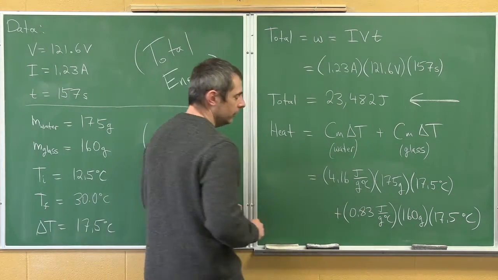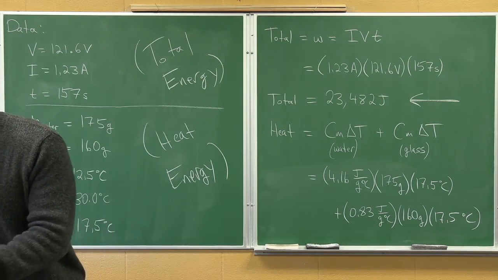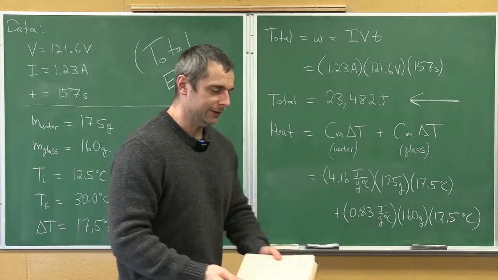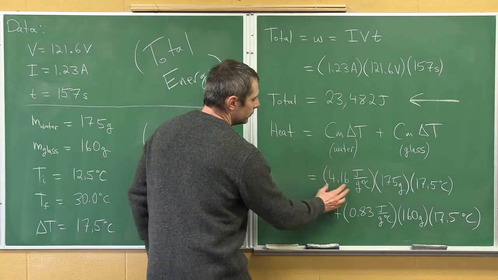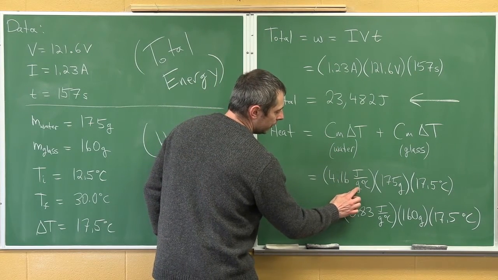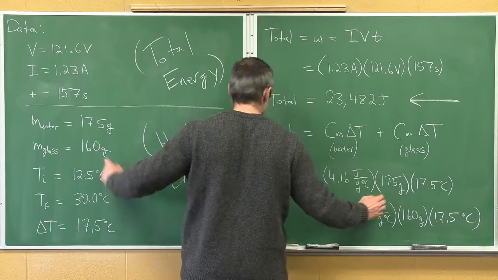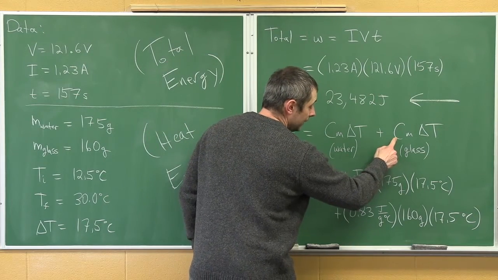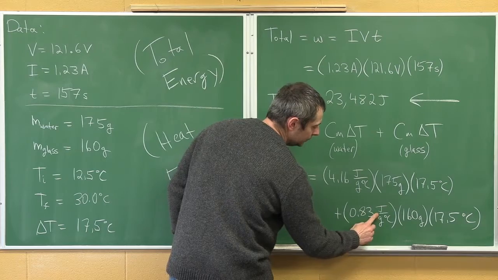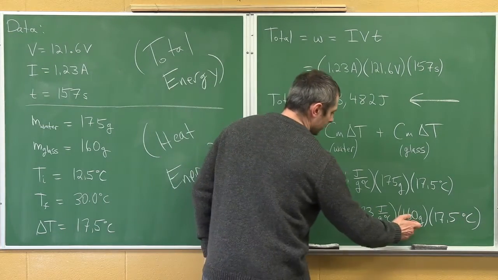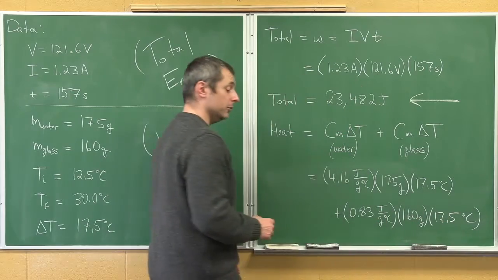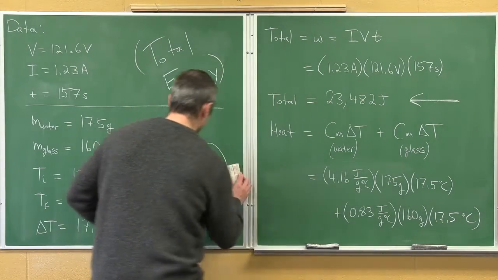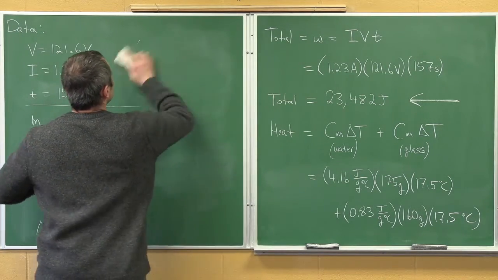So this C I can look up in a book. I have a book here, an old book, okay, so probably from like the 1970s, but it has the data for water and glass, the specific heat. The specific heat of water, C, is 4.16 joules per gram per degree Celsius. The mass of the water was 175 grams, and the change in temperature was 17.5. I used the same formula, but now I need the specific heat for the glass, which is 0.83 joules per gram per degree Celsius, and the mass was 160 grams, and the temperature change was the same as the water because they were in contact. So now I just need to punch that in on a calculator. So let me make some room here for the result.